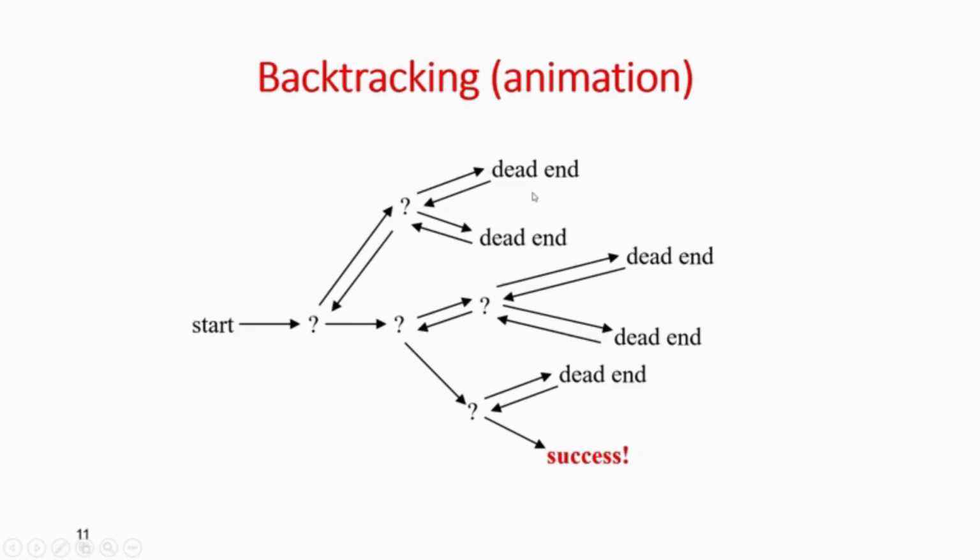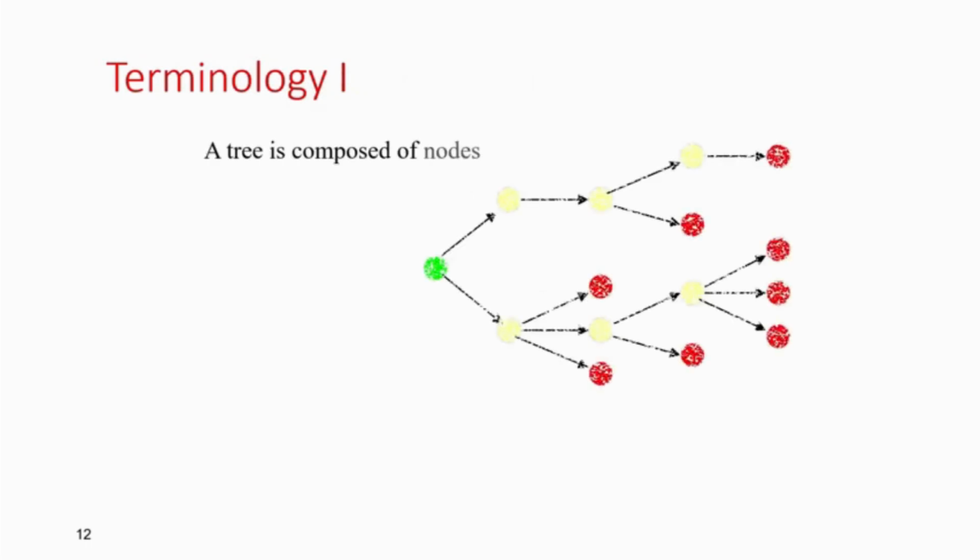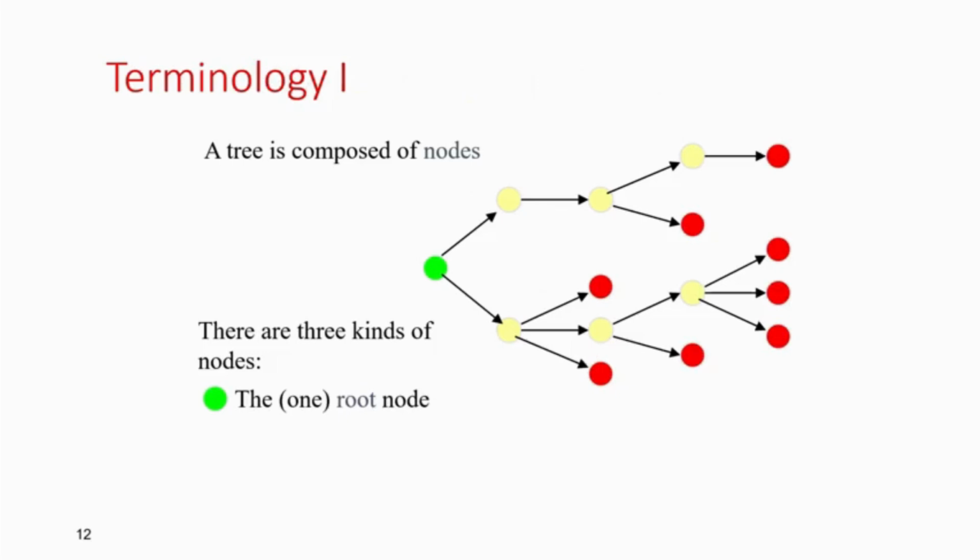This process is most useful in many problems in algorithms because it helps to find all the paths, and we can easily explore all the nodes here. Usually, in terminology, a tree is composed of nodes. There are three kinds of nodes: the root node here, the internal nodes, and then the leaf nodes.